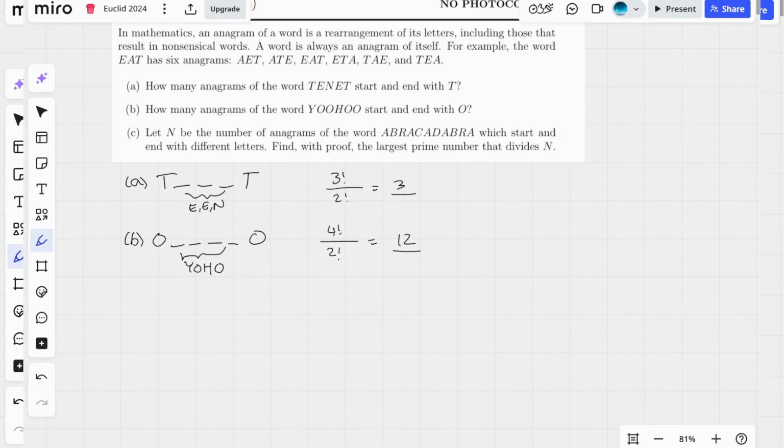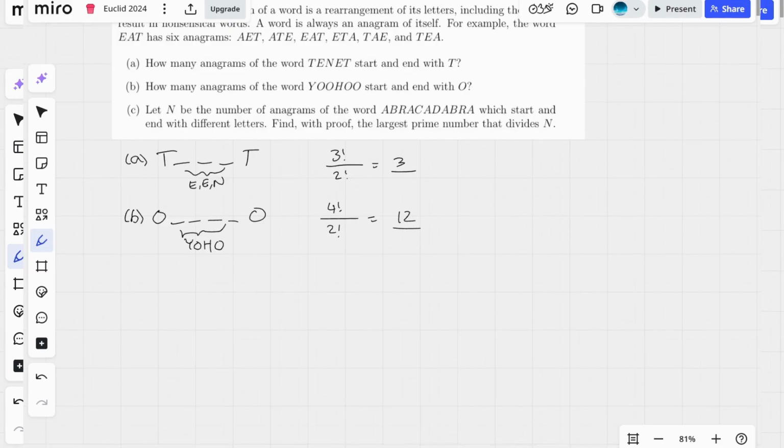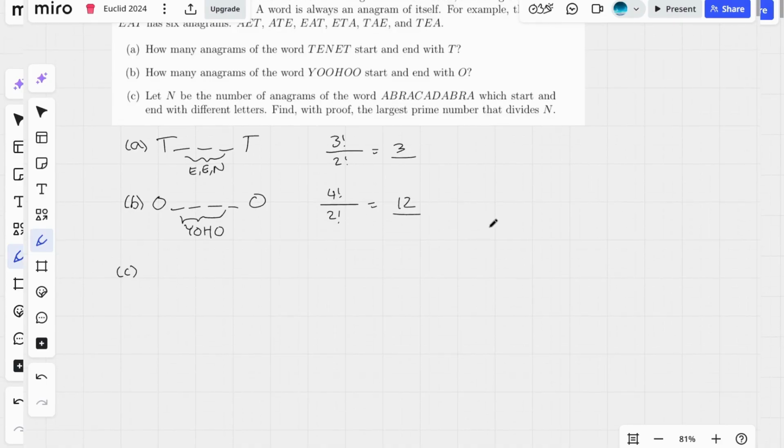Okay, so that's B. And finally, C, let n be the number of anagrams of the word abracadabra, which start and end with different letters. Find the largest prime number that divides n. So to do this, we can count using complementary count. So there are 1, 2, 3, 4, 5, 6, 7, 8, 9, 10, 11 letters.